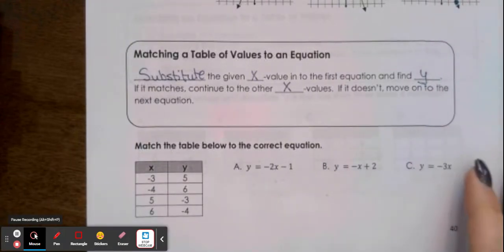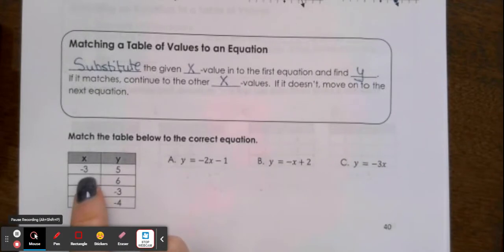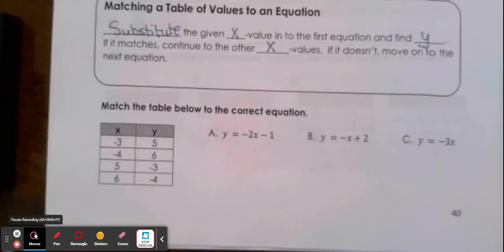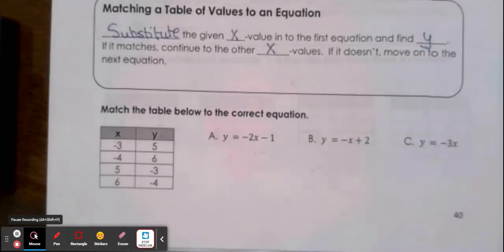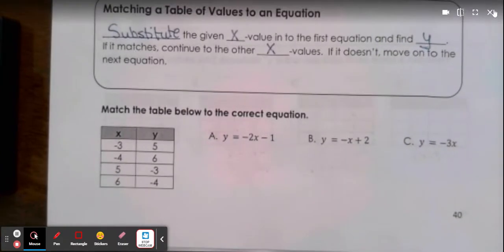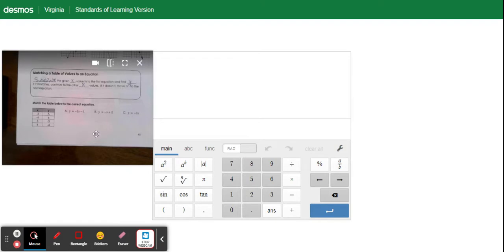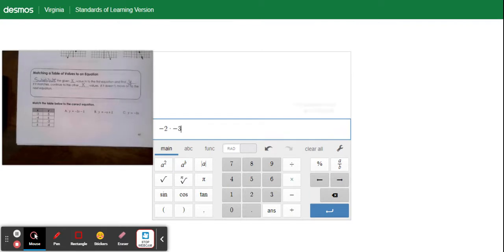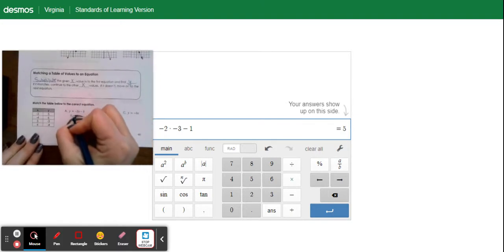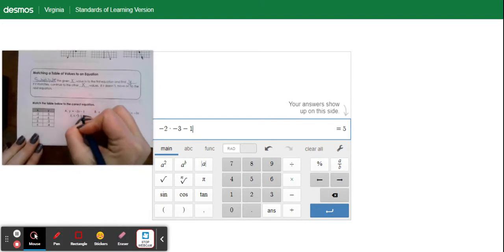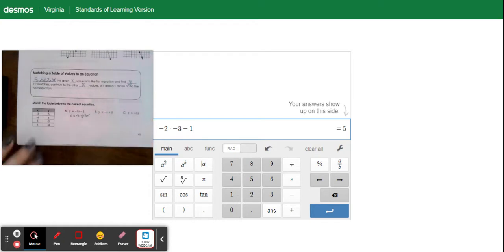So let's take a look at this. I have my x values here, -3, -4, 5, and 6. I'm just trying to zoom in a little, and here's my Desmos. So I have y equals -2 times x minus 1. If x equals -3, does -2 times -3 minus 1 equal 5? That does equal 5. So when x equals -3, y equals 5. Great. Now I'm going to go on to the next one, see if it works.